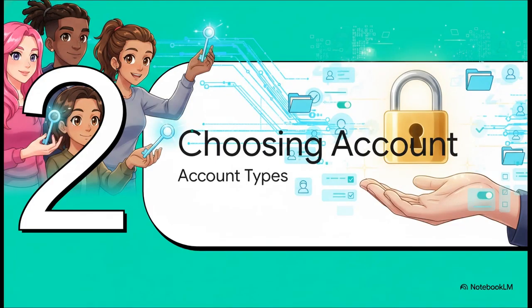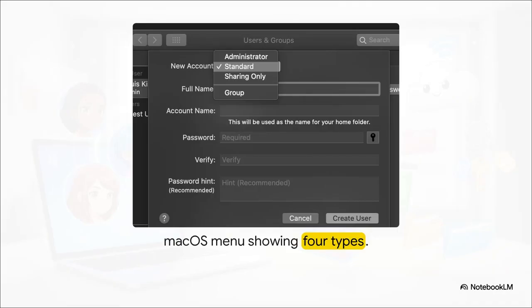Moving right along to section 2. Choosing the right account. Now, what's really interesting about this slide is the drop-down menu. Before we even type a name for our new user, macOS presents us with 4 very distinct choices for the account type. And choosing the right one here is literally the absolute foundation of your device's security.